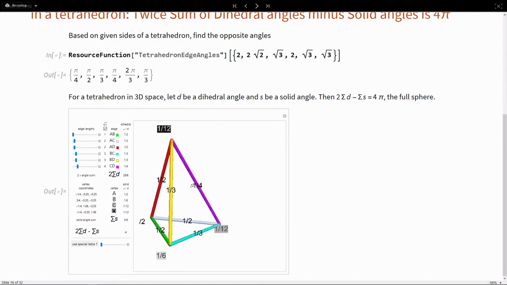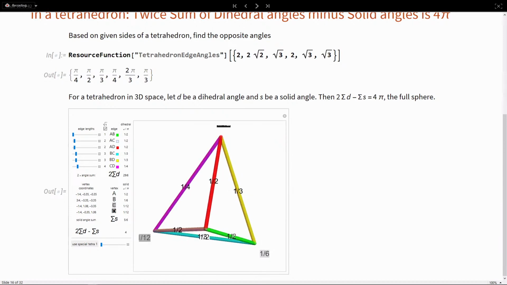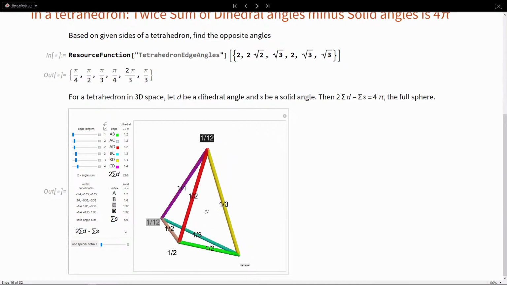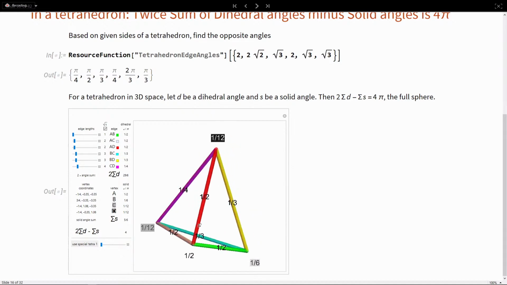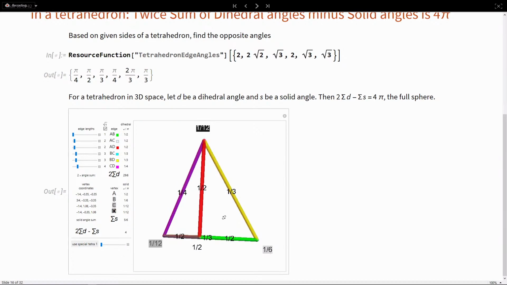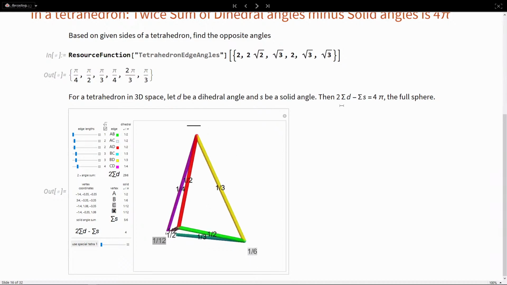For example, in this particular tetrahedron, the values here on the edges are the dihedral angles in terms of pi. And at the corners, these are the solid angles. So if you add up these 6 values here and subtract the solid angle values, you basically get 4, because we're dividing by pi here.